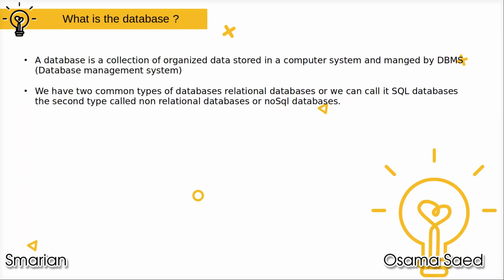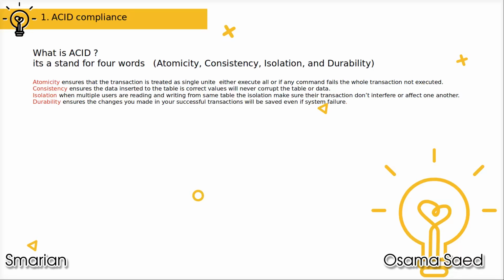When we talk about relational databases, we have a very important definition: ACID compliance. What's ACID? It stands for four words: atomicity, consistency, isolation, and durability. Atomicity ensures that the transaction is treated as a single unit: either it is executed, or if any command fails, the whole process will not execute. Consistency ensures the data inserted into the table has correct values whenever we change the table or data.